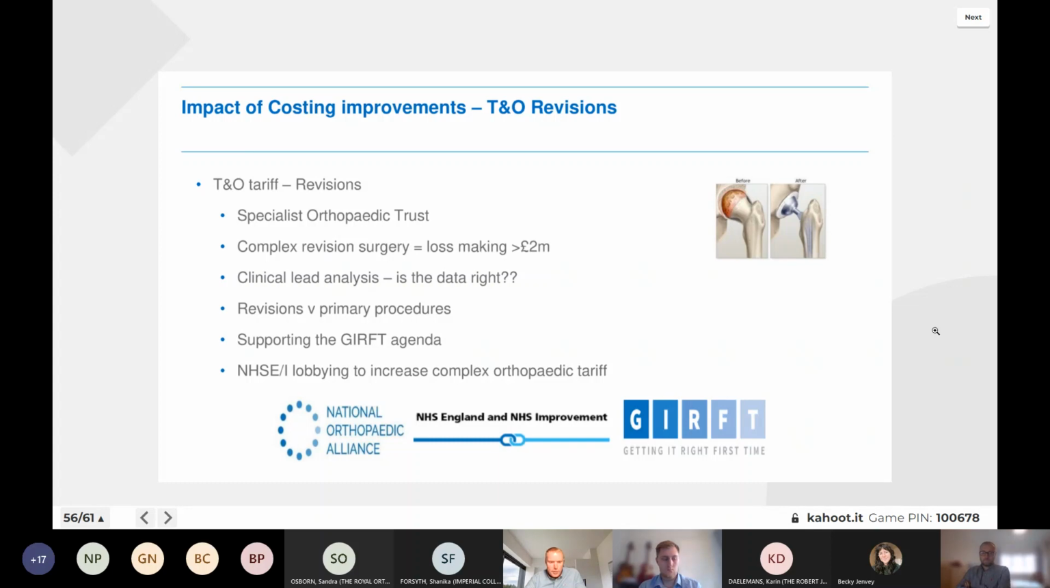So what we did was we got in touch with other orthopaedic trusts, and they had the same issues with the tariff, that it just wasn't covering the cost. And then we lobbied NHS England and the pricing team to increase the complex orthopaedic tariff.